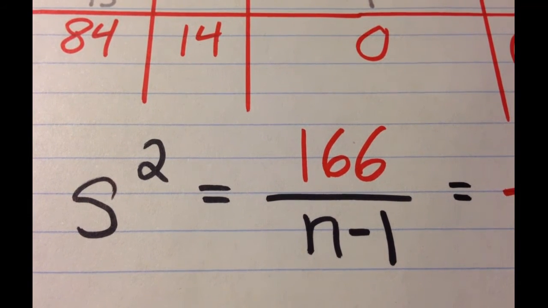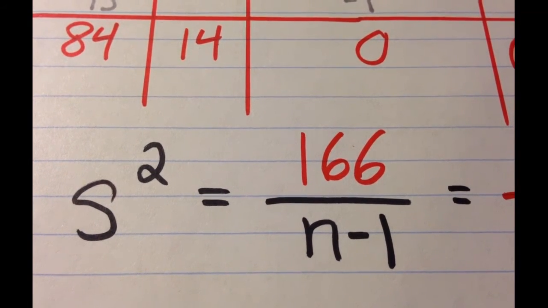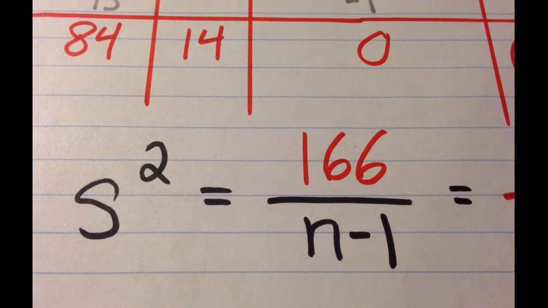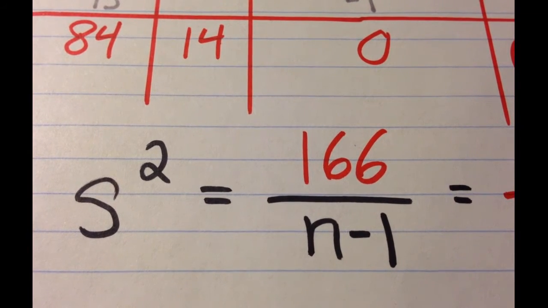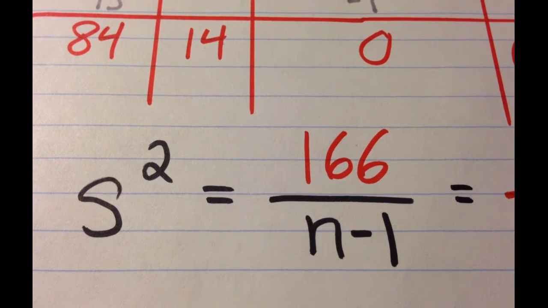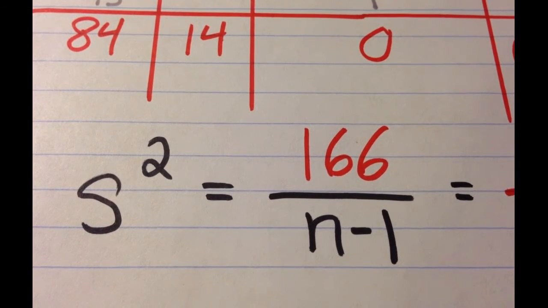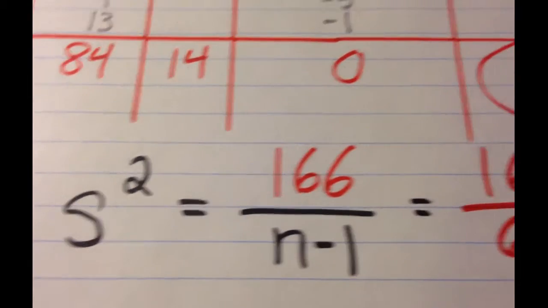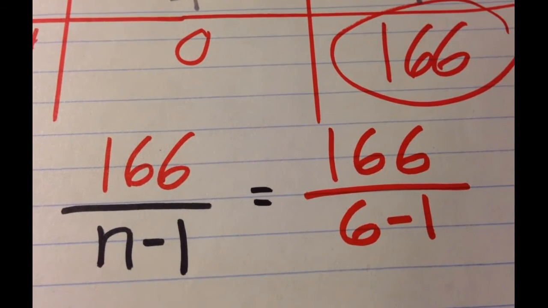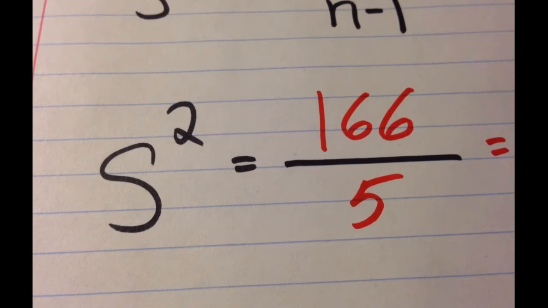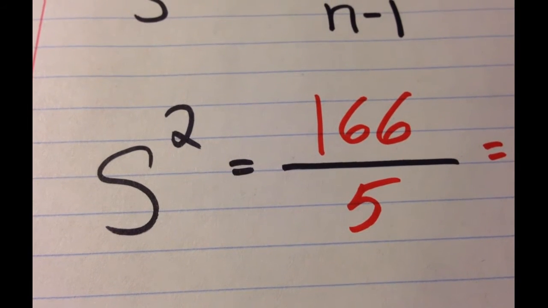Substitute the values into the original equation. Just plug in the values into the original equation, remembering that n represents the number of data points. Your equation will look like this. The variance is equal to 166 over 6 minus 1.